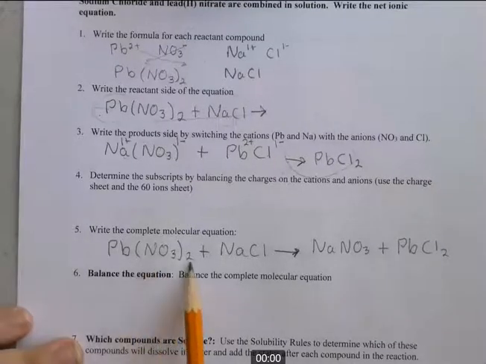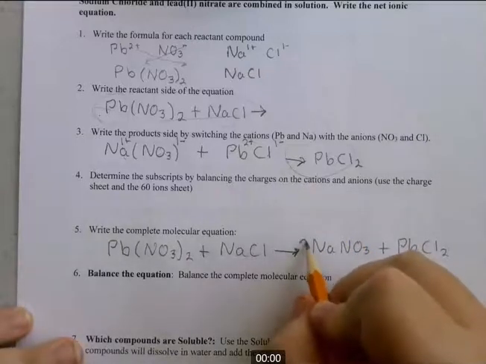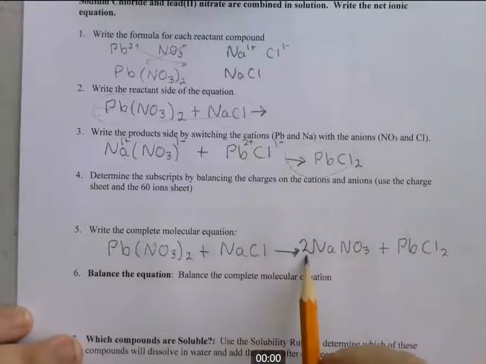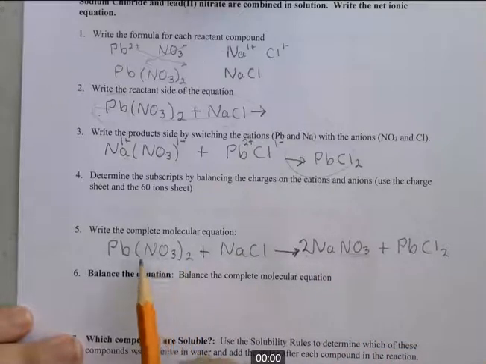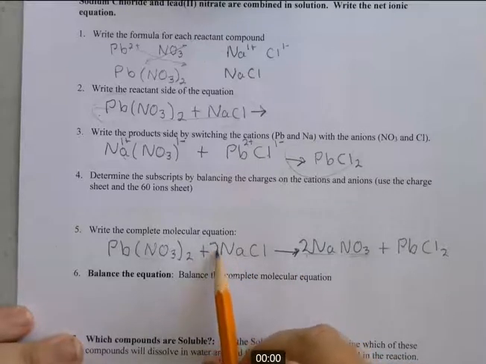NO3, we have 2 NO3s there, but only 1 over here. So we're going to need to balance that. So we're going to put a 2 right here. So we have 2 NO3s and 2 NO3s. Now that put our Na out of balance. Our Na is 2 Na there and 1 there, so we're going to need to put a 2 there.